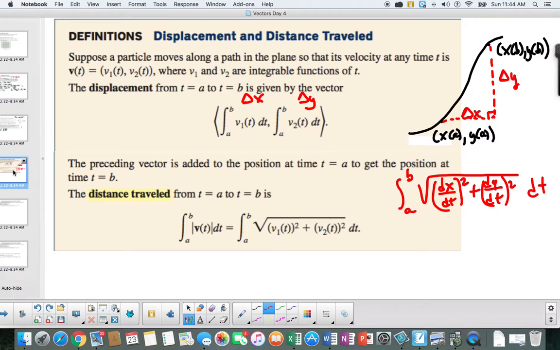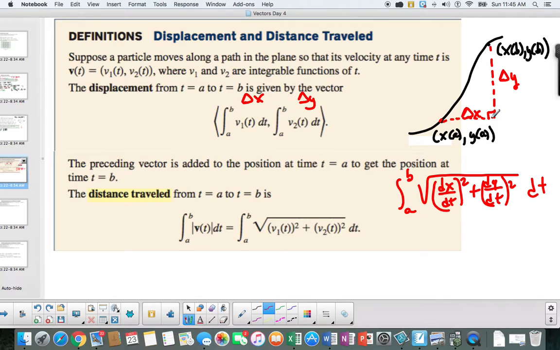All right, displacement and distance traveled. Suppose right here at this point, this is for t equal to a. Our position is x sub a, y sub a, evaluated at a. And then at time equal to b, it's x sub b, y sub b. And we would like to know the displacement.